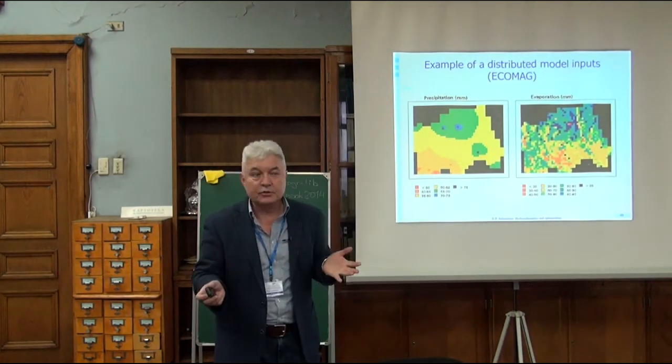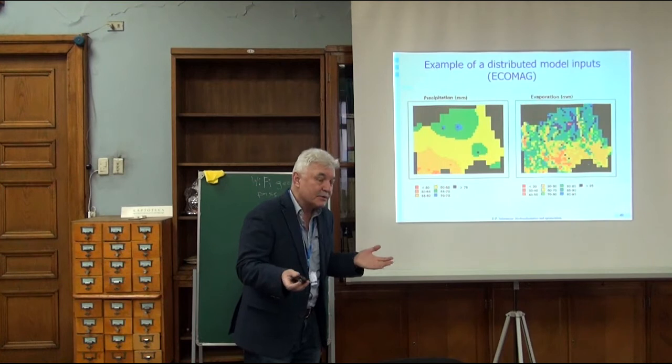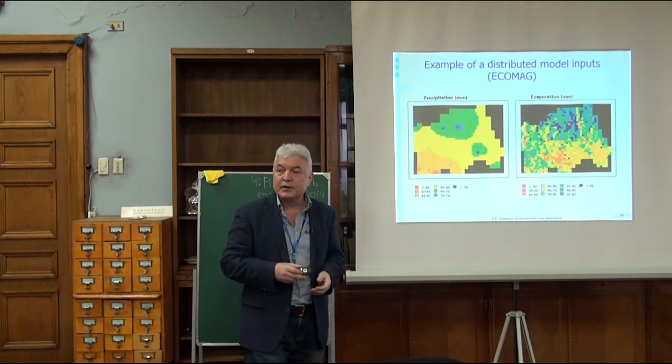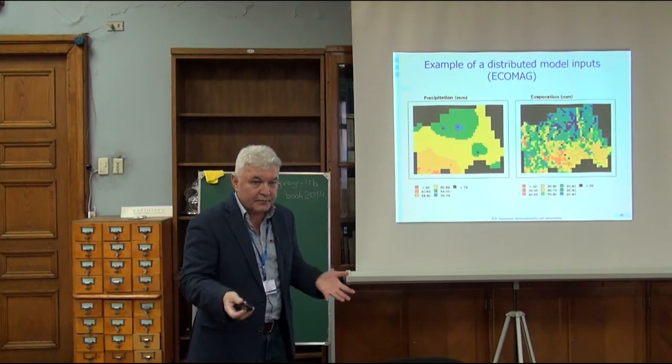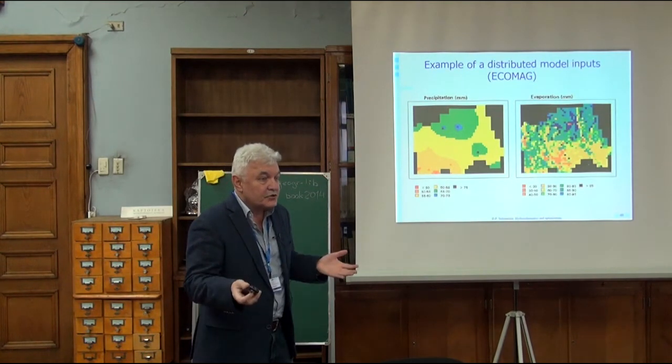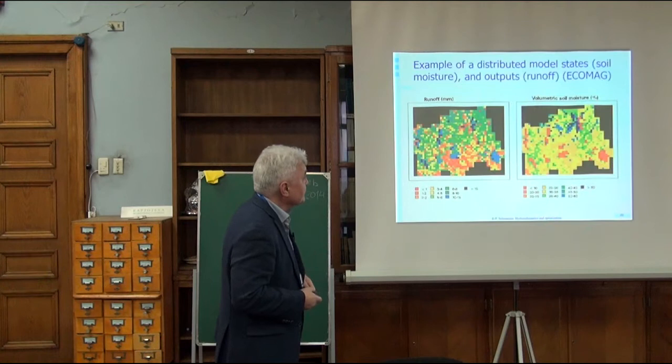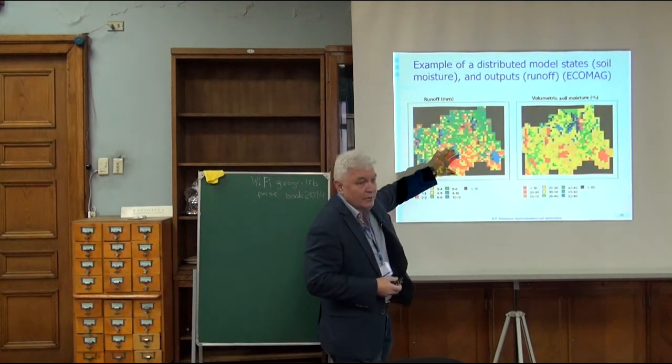That's a problem of distributed models. They're very nice, but they need a lot of data. The question is, where do you get the data? So in very well-studied catchments, you have this data. In poorly gauged catchments, you don't have this data. But then you have runoff.